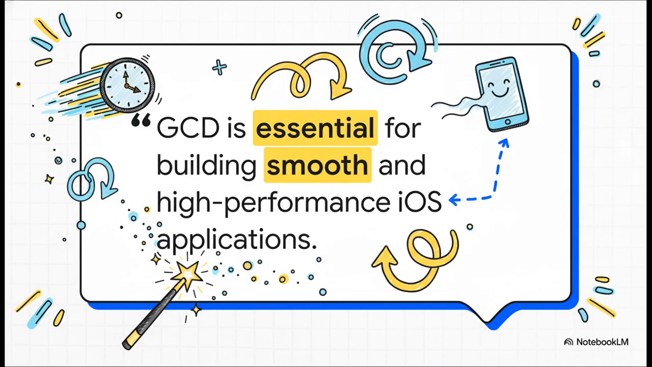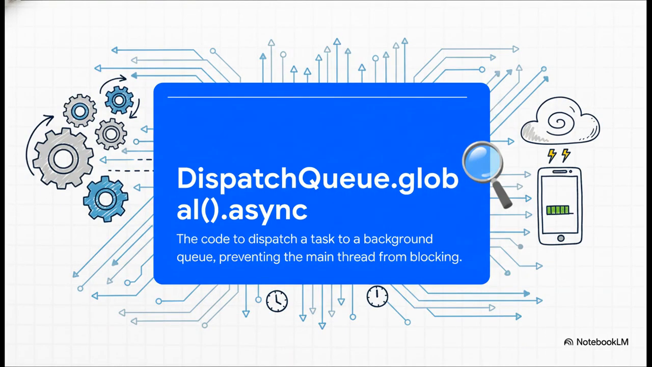And you know, in practice, it really can feel like you've learned a magic spell. With just one simple, elegant line of code, you can wave a wand, send all that heavy lifting to the background, and keep your app's interface perfectly smooth and responsive. It's a game changer. And here it is. This is that magic spell we're talking about.